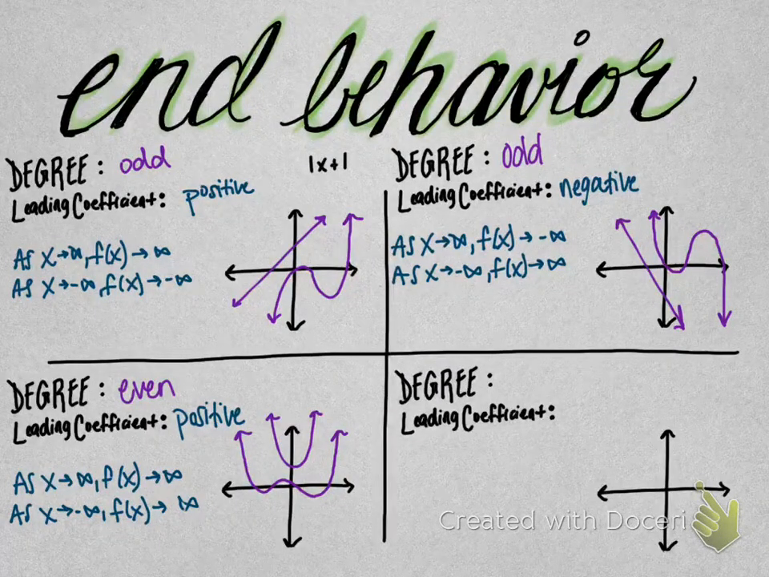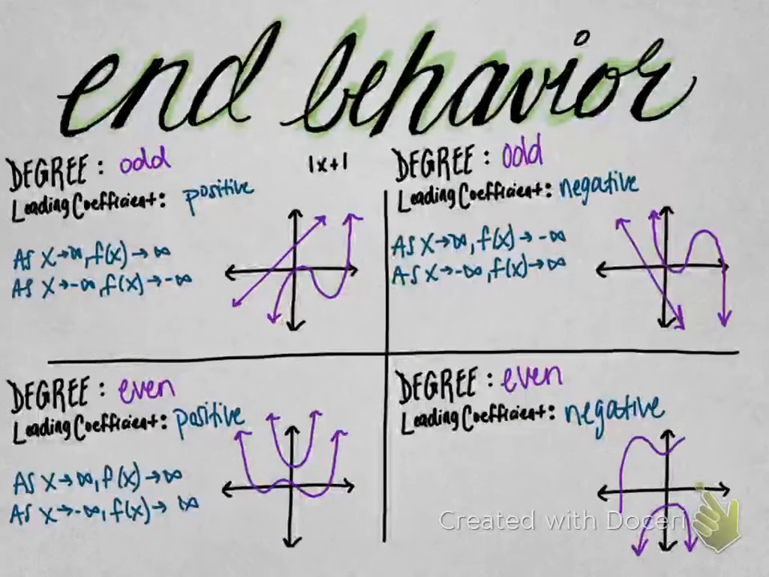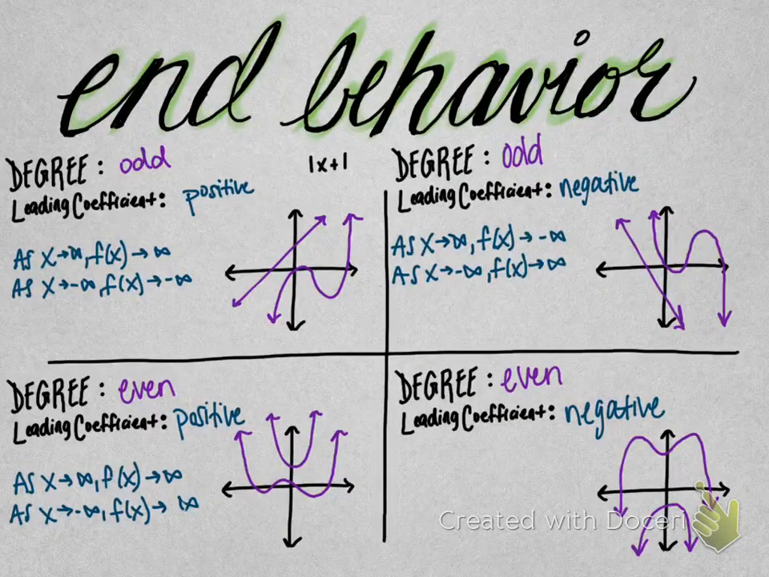There we go. All right, so as x approaches negative infinity, as it moves towards the left, the y values, f of x, approach positive infinity. And so then our last piece is going to be when our degree is even, but our leading coefficient is negative. So this is when our pictures just start facing downwards.